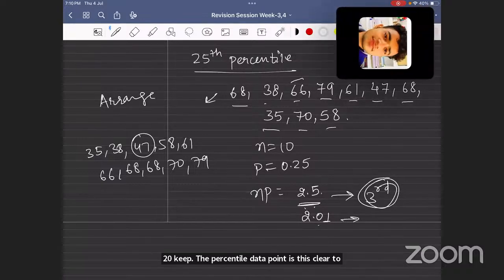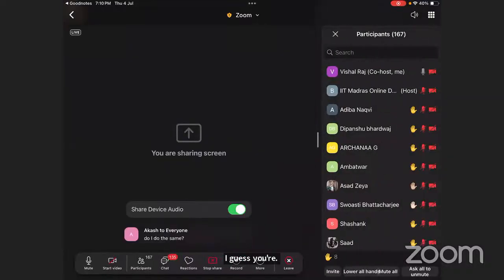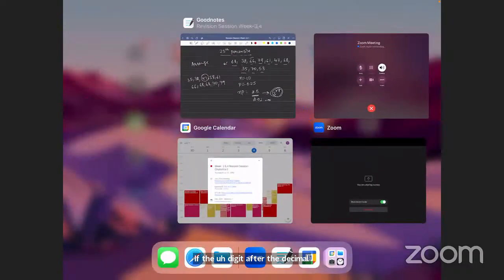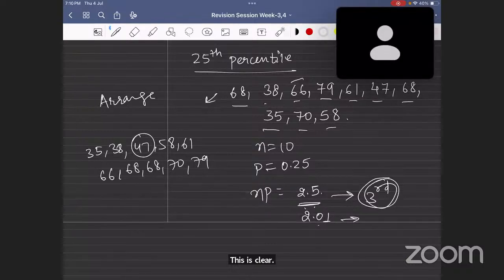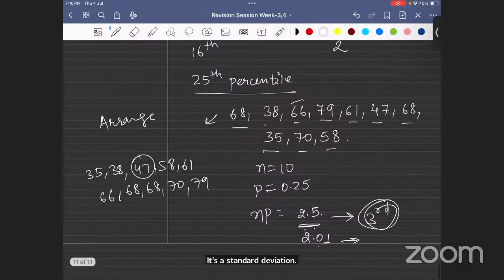I guess you're on, so you can just unmute yourself. Yeah, I have a question on 2.5. How did 0.25 come? Standard deviation?